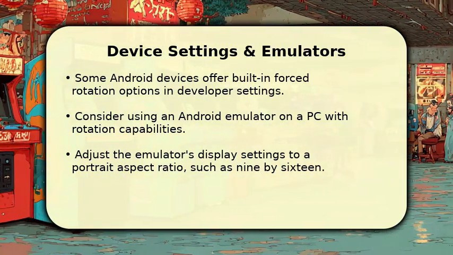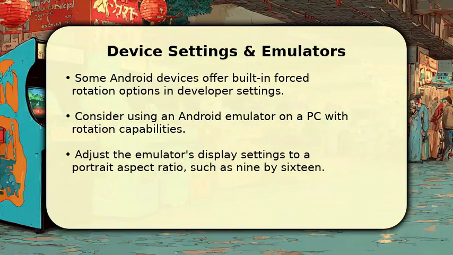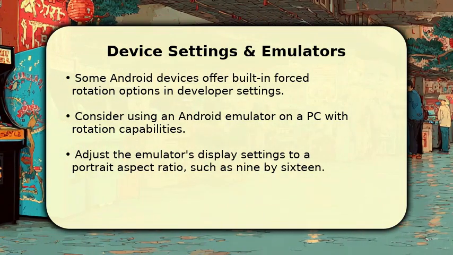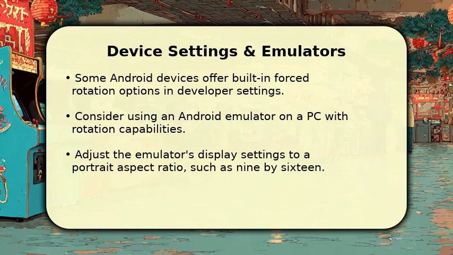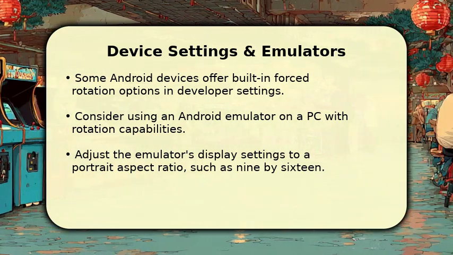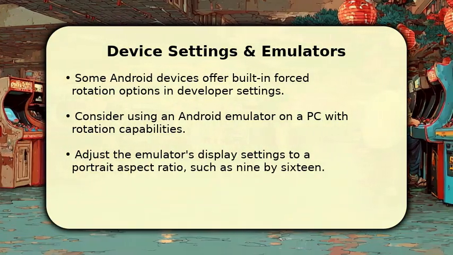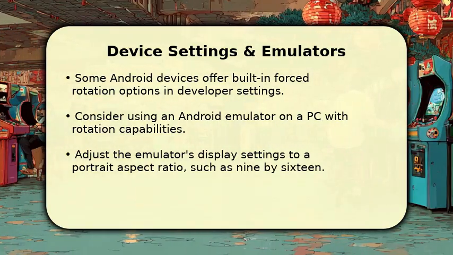Another effective method is to use an Android emulator on a personal computer. Many emulators provide robust display customization, allowing you to set a portrait aspect ratio, such as 9:16, for your game window. This gives you precise control over the vertical presentation.